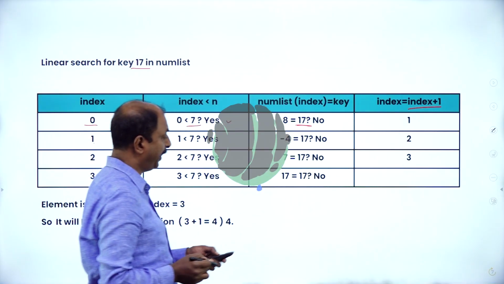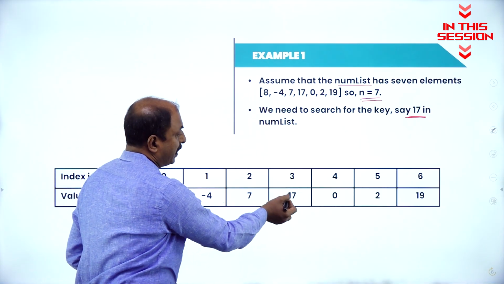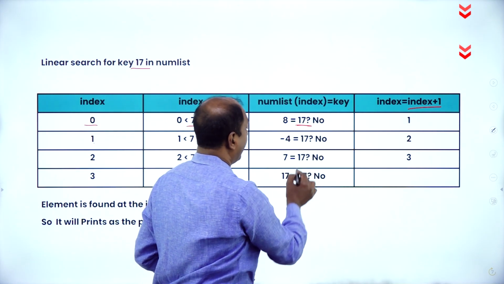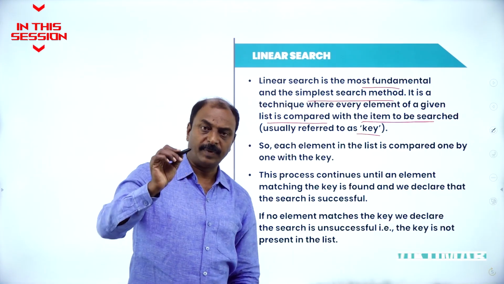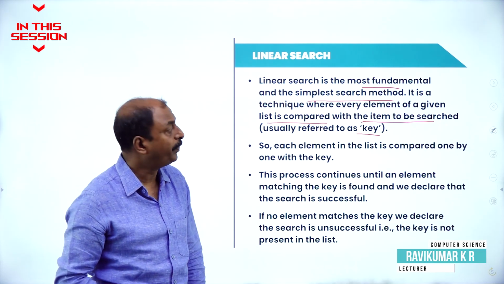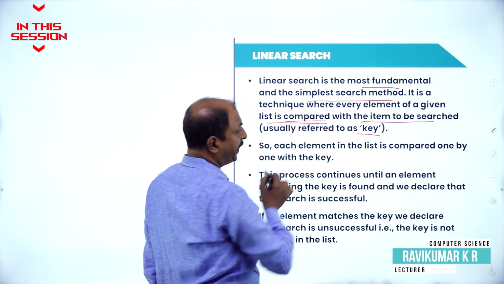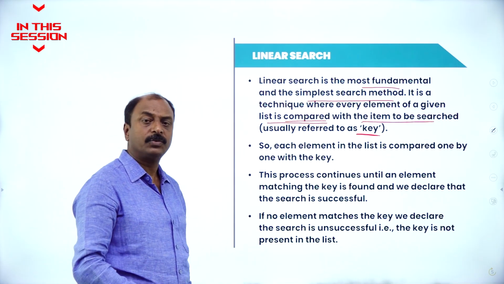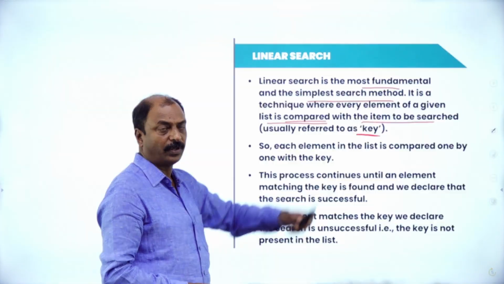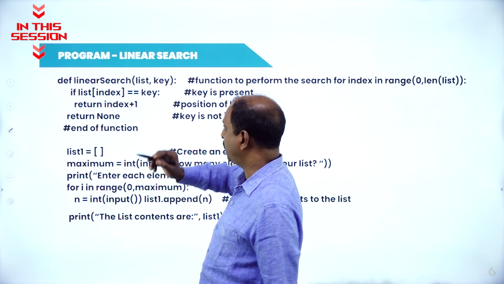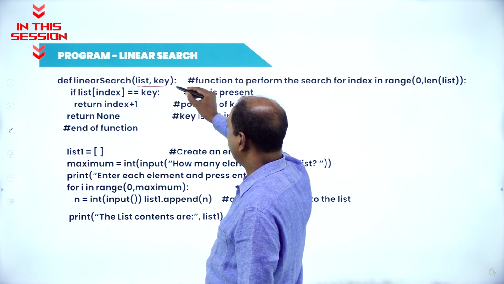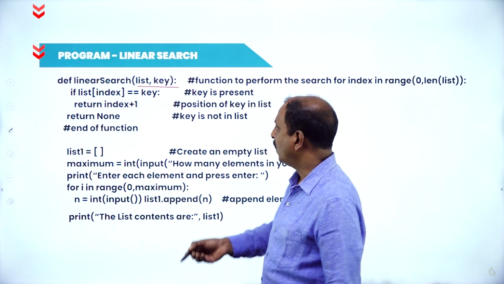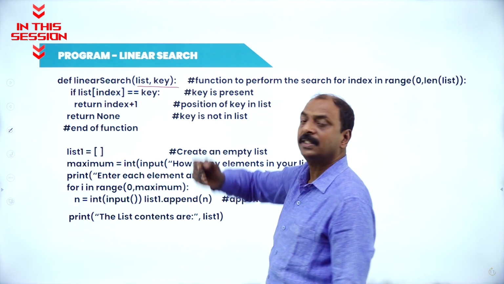So we are comparing the element at the index 3, we have 17. 17 is compared with the key value 17. Each and every element of the list is compared with the key element, or the element we are to search for, or what you are looking for. Linear search is the name of the function. We are passing the parameters. Here list is the name of the given list, along with the key value or the search element.